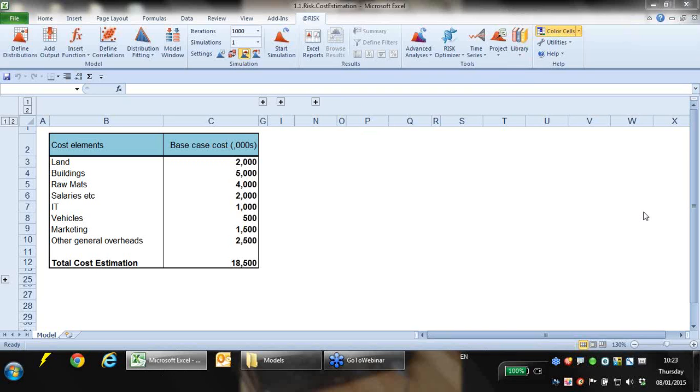So yes, where was I? This is a simple little cost estimation model. I always try and show fairly simplistic models to start off with, because how we would use the software, the methodology, is the same whether we've got a simple little cost estimate model like this with 8 line items, or a 20,000 line item model spread across multiple workbooks. How we would use the software is fundamentally the same.